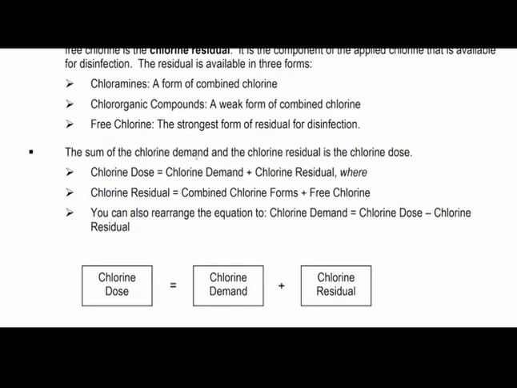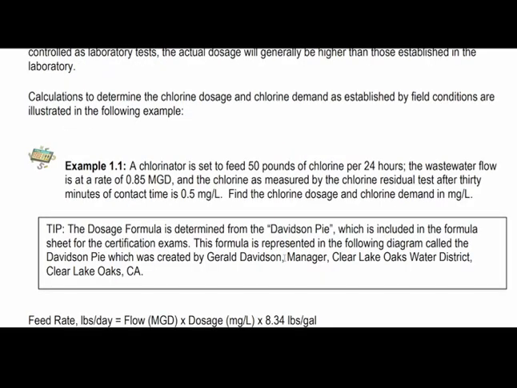The sum of the chlorine demand and the chlorine residual is the chlorine dose. Okay, so chlorine dose is equal to the chlorine demand plus the chlorine residual. The chlorine residual is equal to the combined chlorine forms plus free chlorine. You can also rearrange the equation to chlorine demand is equal to chlorine dose minus chlorine residual.